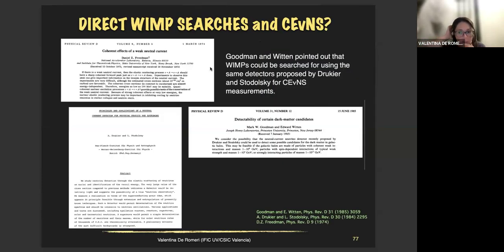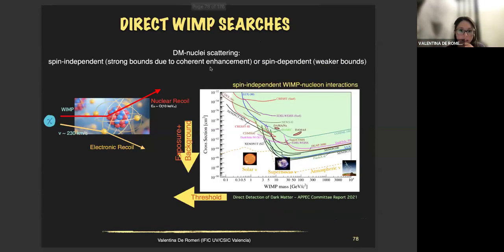Actually, already in the 80s, people have pointed out that WIMPs could be searched using the same detectors that have been proposed for CEvNS measurements. And indeed, there is a very big overlap among these two searches. In particular, concerning dark matter nuclei scattering, which are the searches that usually lead to the most stringent bounds, in particular if they are spin independent, because they are also affected by some coherent enhancement.